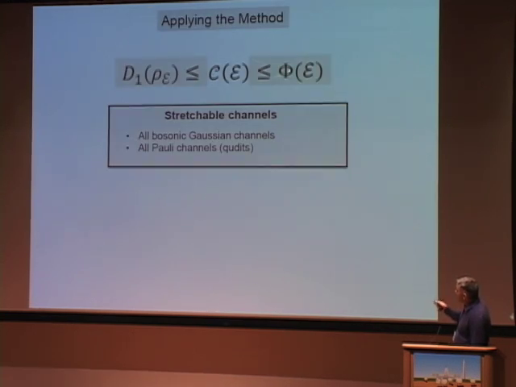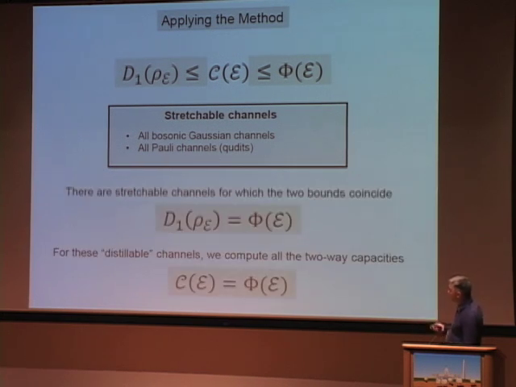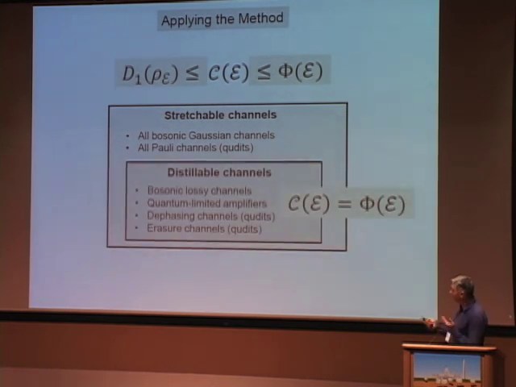So we have this lower bound and upper bound. This applies to all stretchable channels, so Gaussian channels, Pauli channels. In particular, there are some of them for which the two bounds coincide. So the lower bound is equal to the upper bound, and for these channels, we can compute exactly the two-way assisted capacity. So that's basically the deal, and we are lucky because this coincidence is very common to many channels, and so we can compute the two-way capacities of all these channels here.